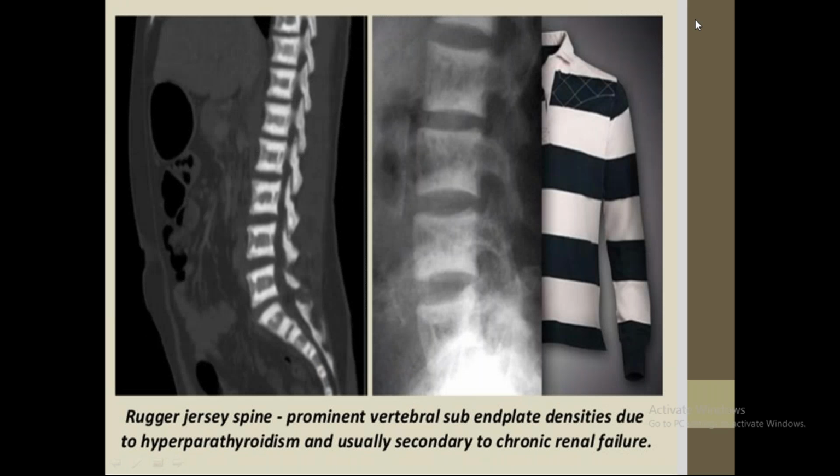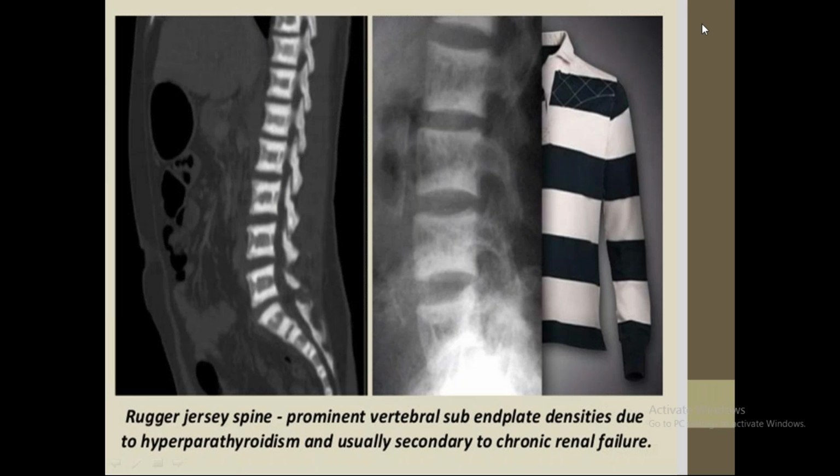Prominent vertebral sub-endplate density is due to hyperparathyroidism, usually secondary to chronic renal failure. This is a picture showing Rugger-Jersey spine. Here it is darker, lighter, darker, lighter. Similarly, here you see darker, lighter, darker, lighter.